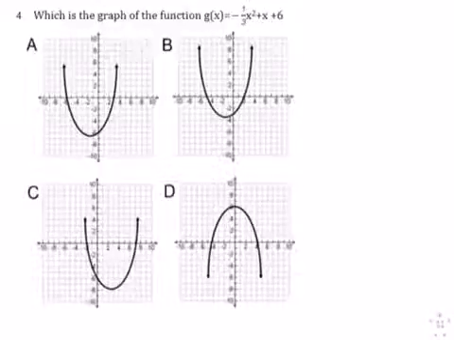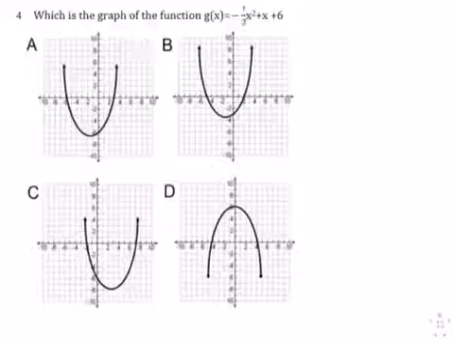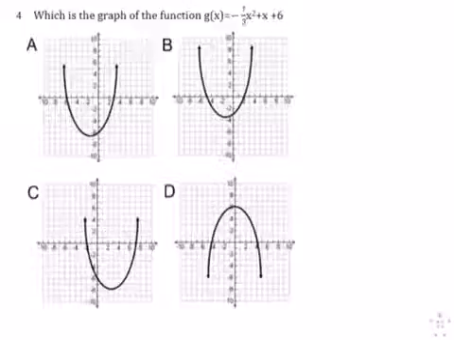Number 4. Which is the graph of the function g of x equals negative 1/3 x squared plus x plus 6? So this question is asking you to match g of x to the graph below. So it's definitely a quadratic because it has an x squared. And there's two really easy giveaways for this one in this particular case.